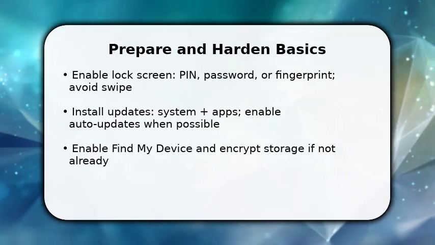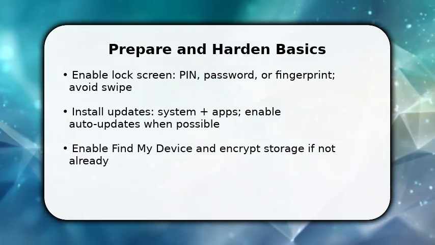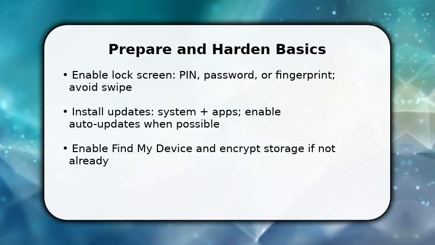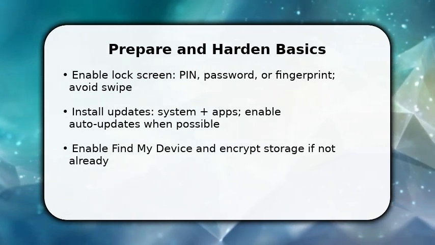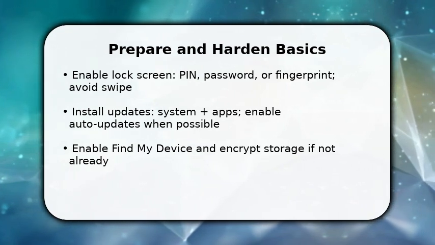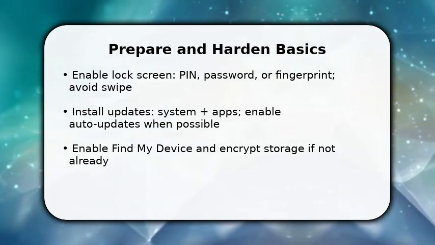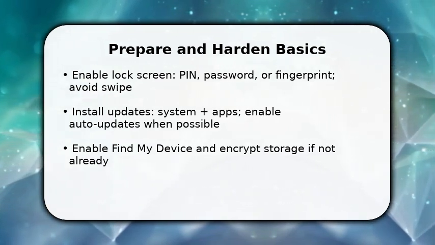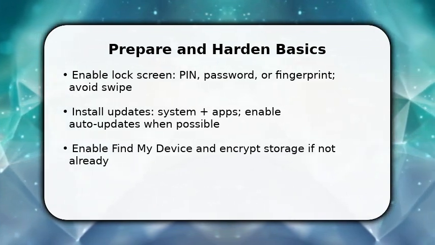You start by fixing the low-hanging vulnerabilities. Set a strong lock screen using a PIN or long password, and prefer biometric as convenience only. Install system and app updates now so known exploits are patched. Once done, enable auto-updates to maintain that protection. Turn on Find My Device and verify full disk encryption is active to protect data if the device is lost or stolen. These prerequisites stop most casual attackers and set the stage for deeper hardening.